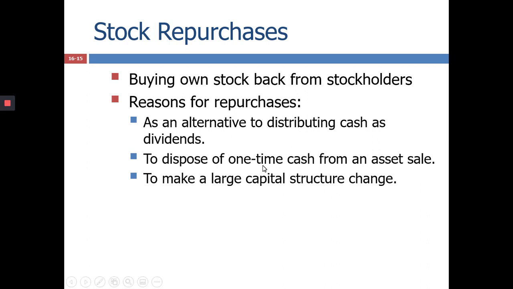So when you have a one-time cash surplus, what do you do? You use the money to buy back the shares from the shareholders, so it doesn't affect the dividend policy or dividend payout. Another reason is to make a large capital structure change. Let's say previously it is 50% equity, 50% debt. If you want to make a major change, you buy back the shares, so that your debt ratio increases while the equity ratio drops.